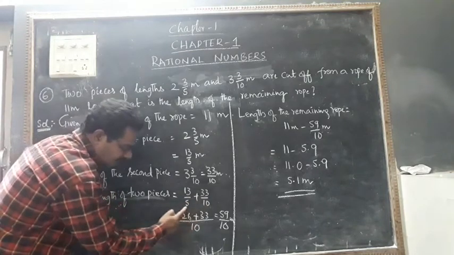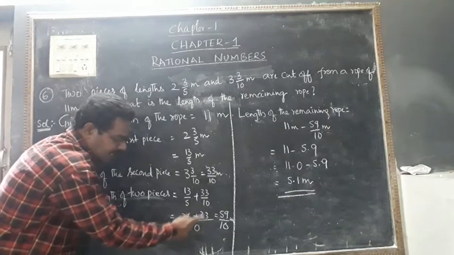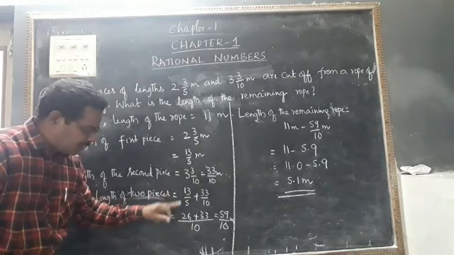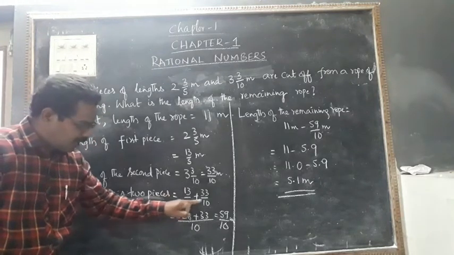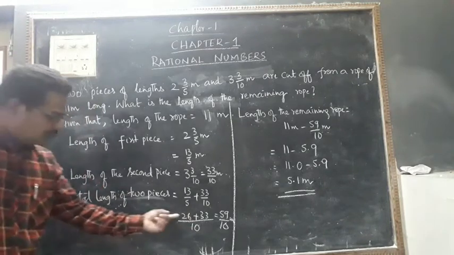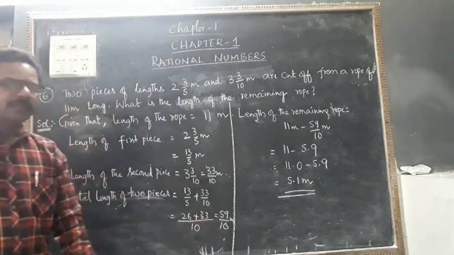If you take the LCM of 5 and 10, 10 is the LCM. Why? Because 5 2s are 10, 10 1s are 10. So 5 2s are 10, 13 2s are 26. 10 1s are 10, 33 1s are 33. 26 plus 33 by 10 is equal to 59 by 10 meters.